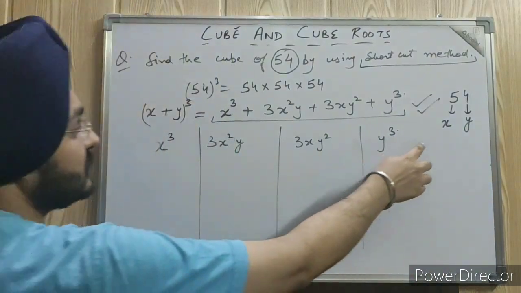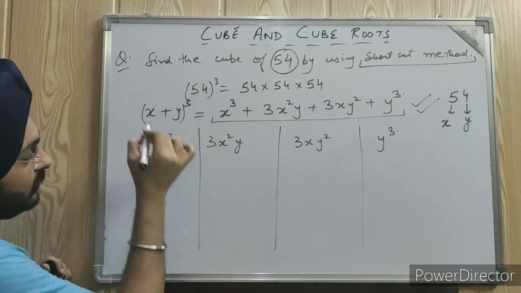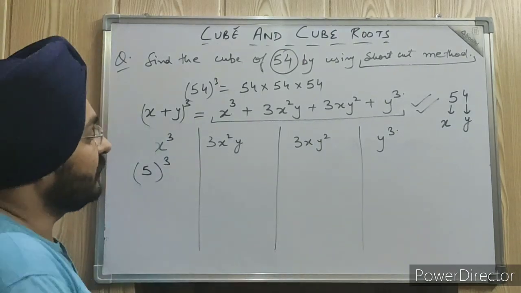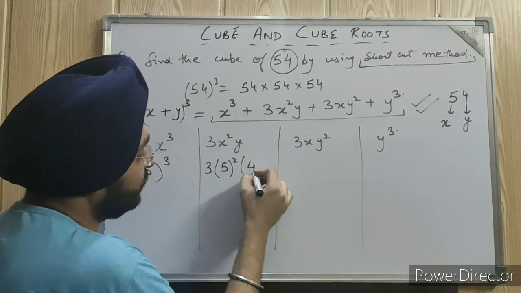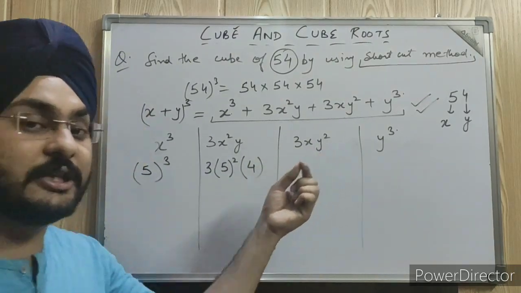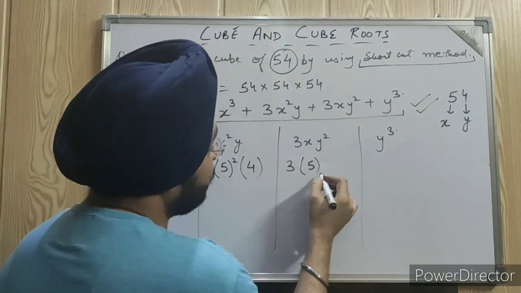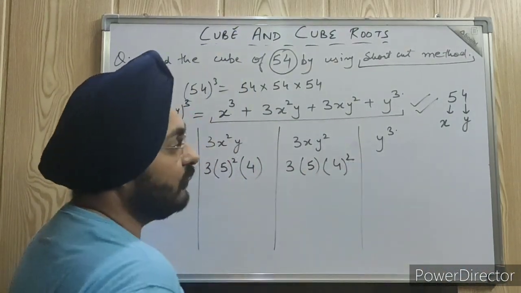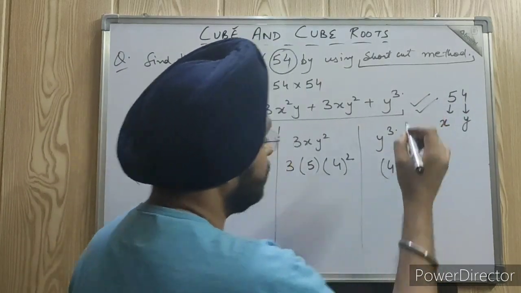So first the X cube. Instead of X I have to write 5 cube only. Then 3x square Y. X we are having 5 and Y we are having 4, just substituting the values only. So 3 times 5 square... 3x is 5 and Y will be your 4 square. And next Y cube, which means 4 cube here.